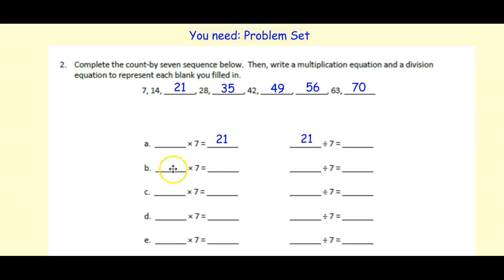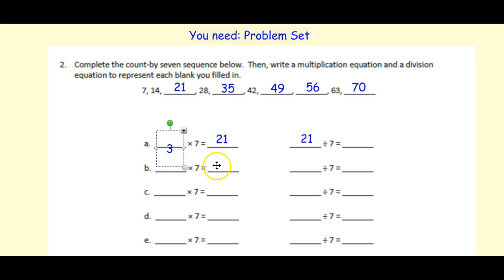So make sure when you're going to B that you get 35. When you're at C, it's going to be 49. D is going to be 56. And E is going to be 70. So I want you to push pause, and I want you to complete these multiplication and division equations that match your count by.